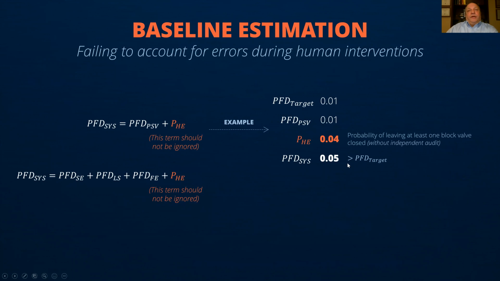The third error that a lot of people make is in consideration or lack of consideration of the human error during interventions with the devices. This applies to everything, but I'll just take PSVs again. If the probability of leaving a block valve closed under a relief valve is 4 out of 100, then that is going to dominate the failure rate of that relief valve. So instead of giving you a probability of failing on demand of 1 out of 100, you might have 5 out of 100.